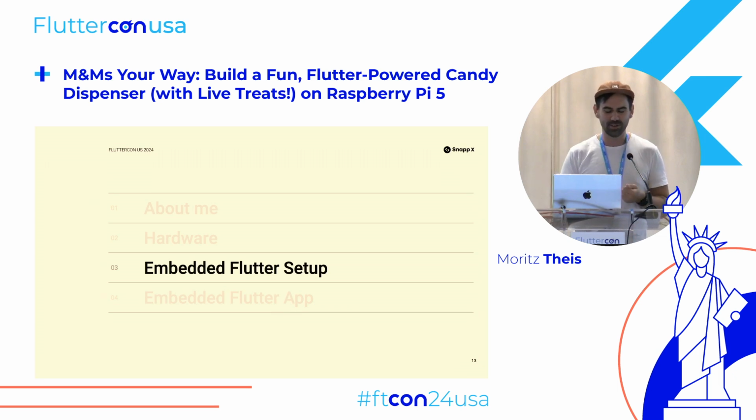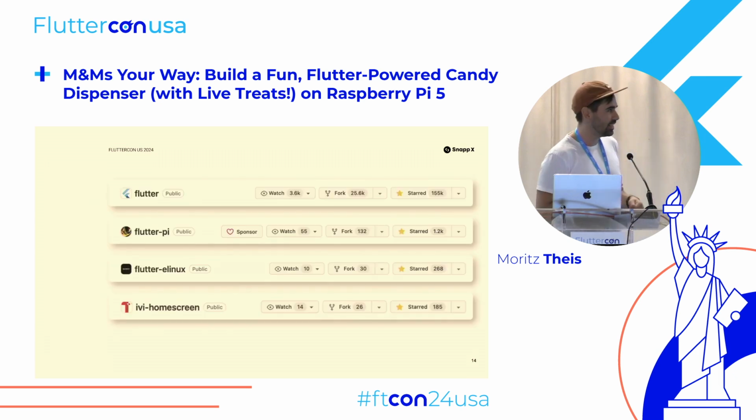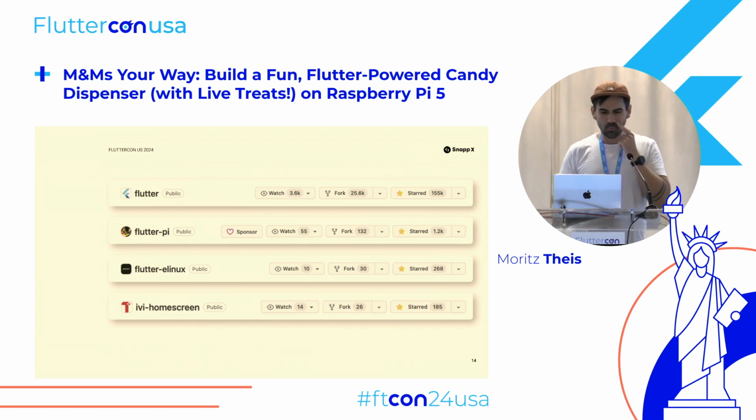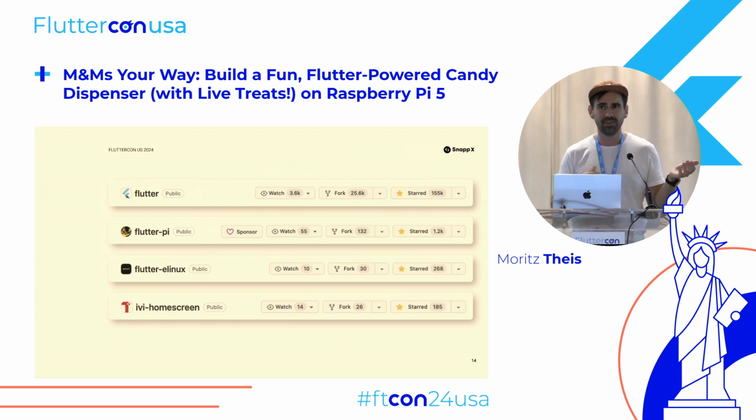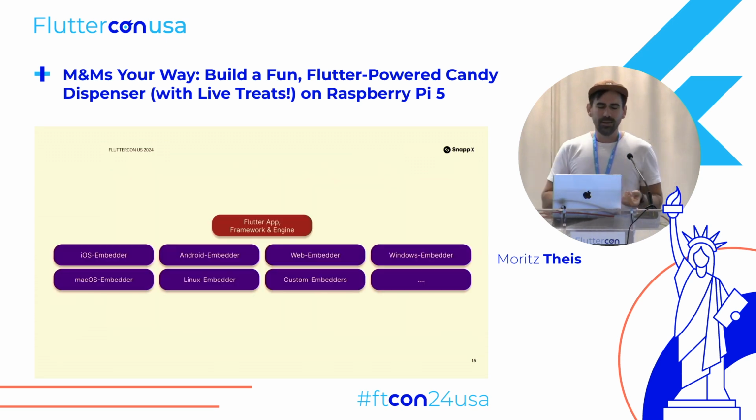Let's talk about the embedded Flutter setup. And let's start and put Flutter on our Raspberry Pi. Wait, why are there now different options of Flutter? Why don't we just run a Flutter application on the Raspberry Pi? I don't know if you've heard about this. There's Flutter, Flutter-Pi, Flutter eLinux, and IVI home screen. Isn't all of this Flutter?